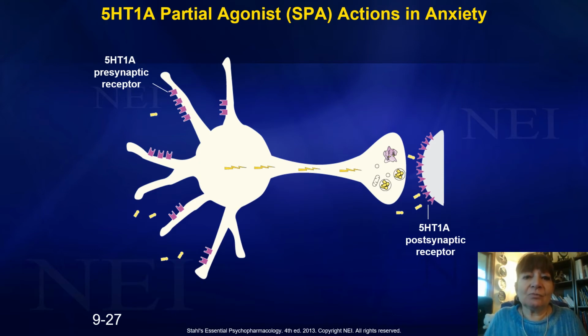Okay, so this is showing us a 5-HT1A partial agonist action in the management of anxiety. Buspirone is a 5-HT1A partial agonist, and it may reduce anxiety by action at the presynaptic somatodendritic autoreceptors on the left and at the postsynaptic receptors on the right.